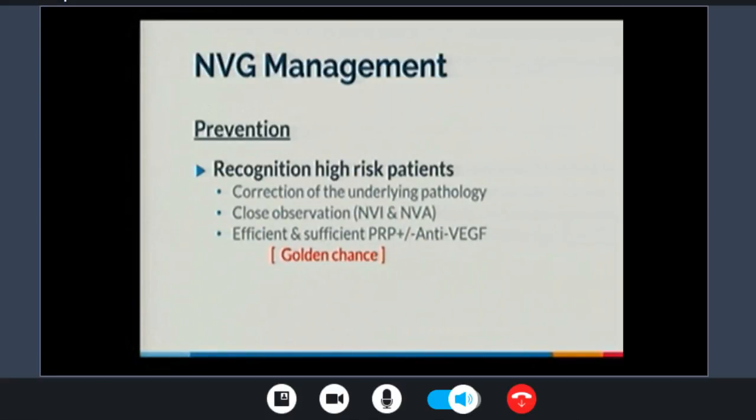And so this is our golden chance, really. It's a golden chance to give the appropriate care that the patient expects from us, to pick him up early, at an appropriate time if we have the chance, and give the appropriate treatment. In this case, we can prevent or abort the development of this disease.